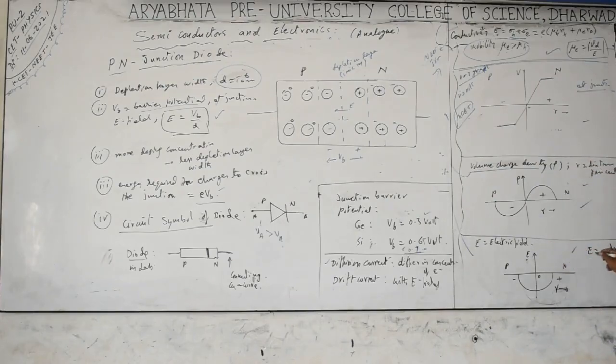Next, the electric field and potential derivation is E equal to minus dV by dr. This means differentiating the potential, with a negative sign here. Because of the negative sign, we take the negative of the graph, and the electric field comes out in the graph.